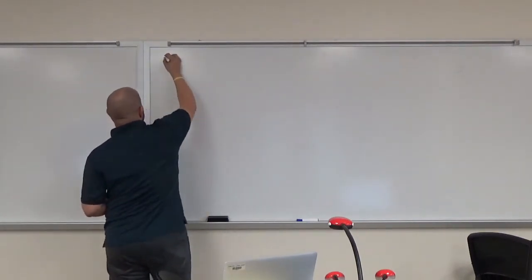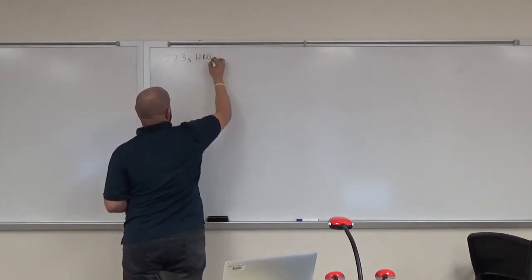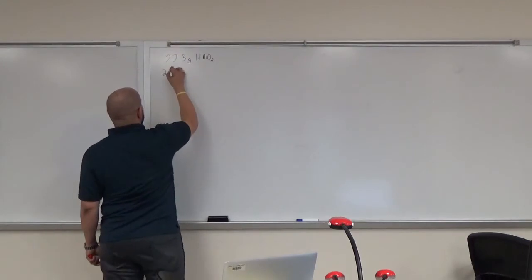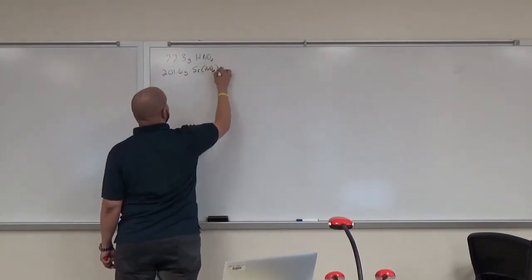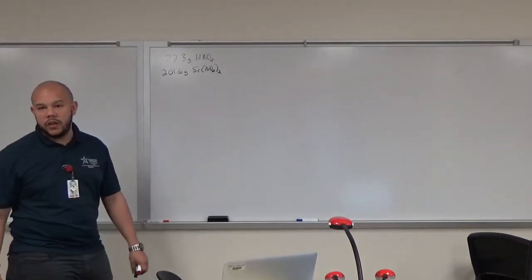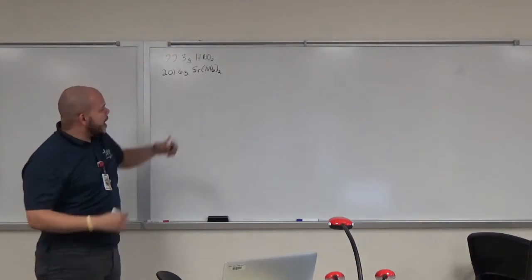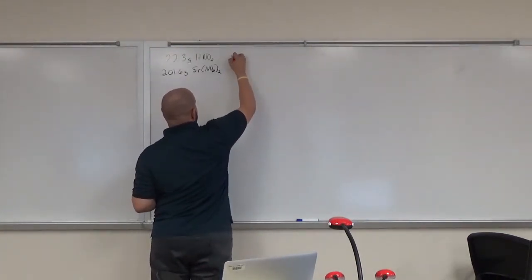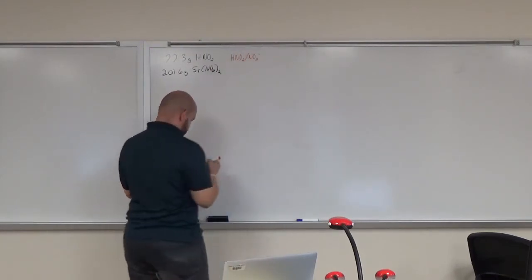So they say we have 77.3 grams of nitrous acid, and we have 201.6 grams of Sr(NO2)2. We should have 2 moles of each of these. All right, now, do we have a buffer? Yes, we have an acid-base pair of HNO2 and NO2 minus, right?